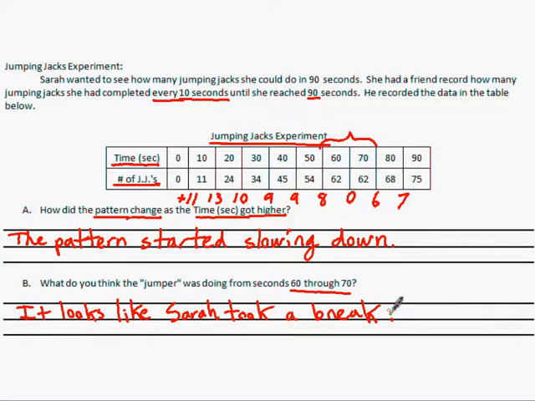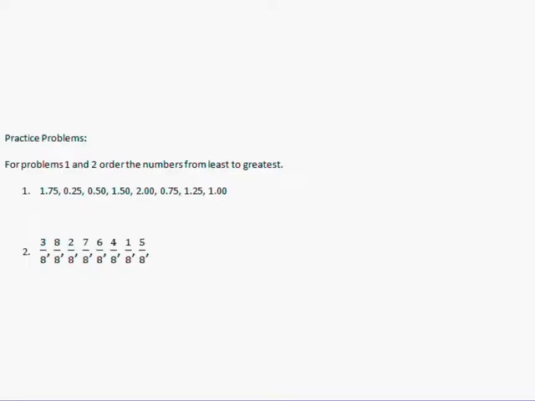Let's look at the practice problems on the back of that worksheet. So, practice problems. For problems 1 and 2, order the numbers from least to greatest. Now, least to greatest also means smallest to big. Least is small, greatest is big. Now, number 1, we have 1.75, 0.25, 0.50, 1.50, 2.00, 0.75, 1.25, 1.00.